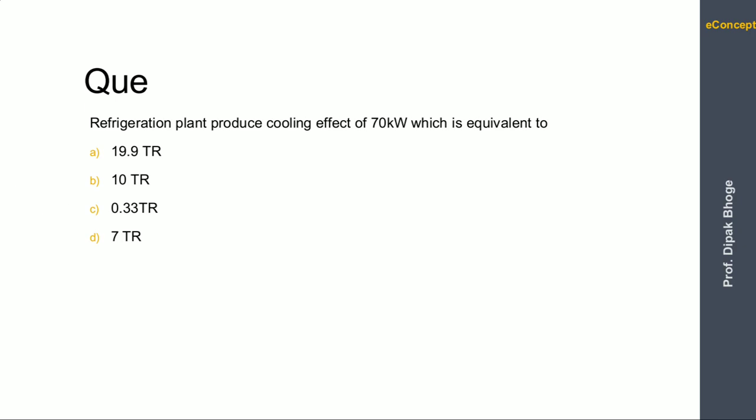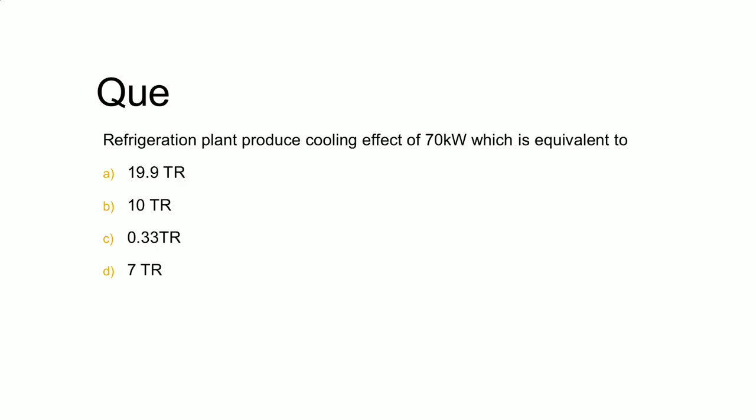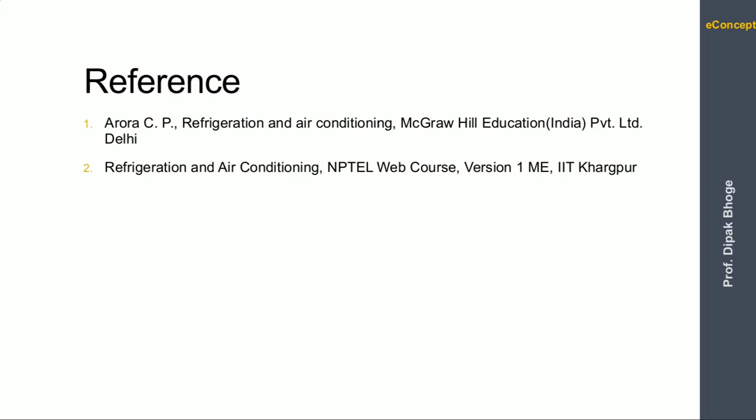Second question. Refrigeration plant produces cooling effect of 70 kilowatt, which is equivalent to. Now we have to convert kilowatt into ton of refrigeration, and we know this conversion. 1 ton of refrigeration is 3.5 kilowatt. Then 1 kilowatt is equal to 1 divided by 3.516 TR. So 70 divided by 3.516, after calculating we are getting 19.9 TR. So 70 kilowatt is equivalent to 19.9 TR. Now these are the references used.